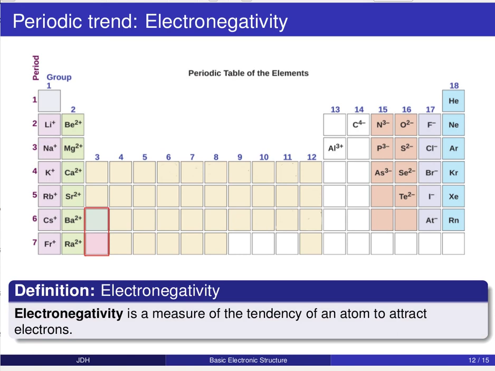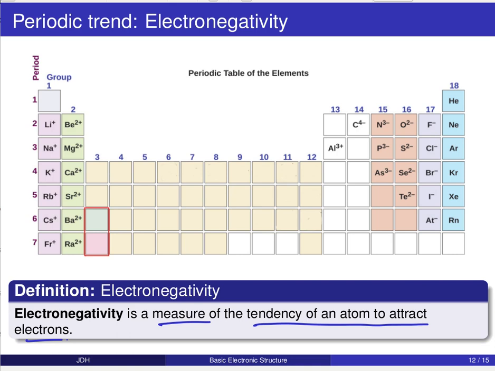Okay, the next periodic trend that I want to mention here, you can actually look at the previous trend to help us remember this next one. So the next trend is called electronegativity. Kind of a big word there, but basically electronegativity is a measure of the tendency of an atom to attract electrons. So if you have a higher tendency to attract electrons, you have a higher electronegativity.